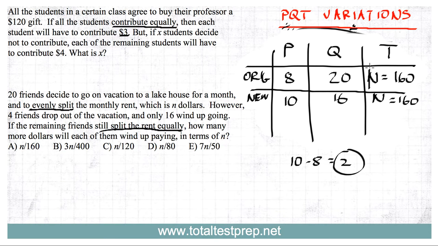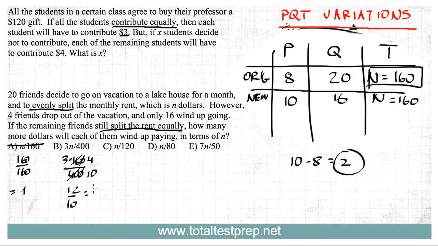What we have to do is take this number that we picked for n and plug it into the answer choices. So A is going to be 160 over 160, which is 1. We're looking for 2, so that's out. B is 3 times 160 over 400. We can reduce that. 3 times 16 over 40, and we can reduce the 16 and 40 by 4. So that becomes 16 divided by 4 is 4, 40 divided by 4 is 10. So this becomes 12 over 10, or 1.2. And we want 2, so that's out as well.